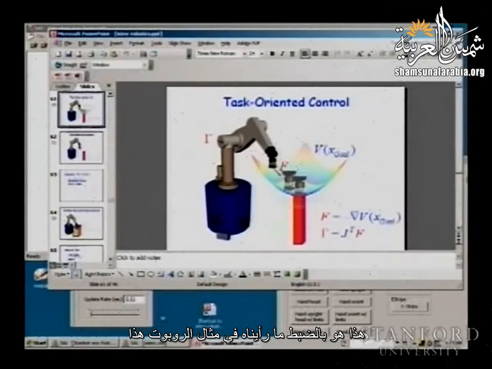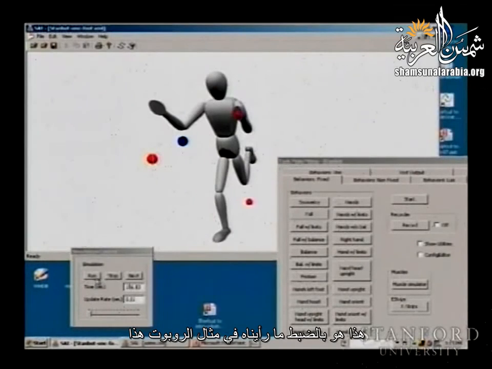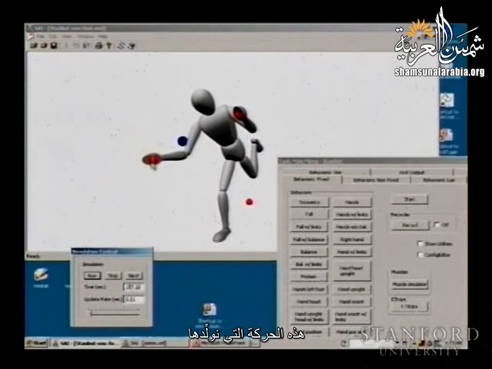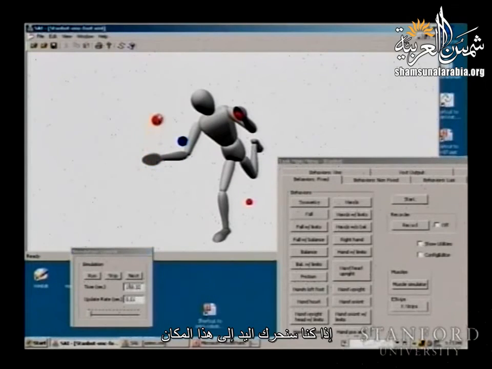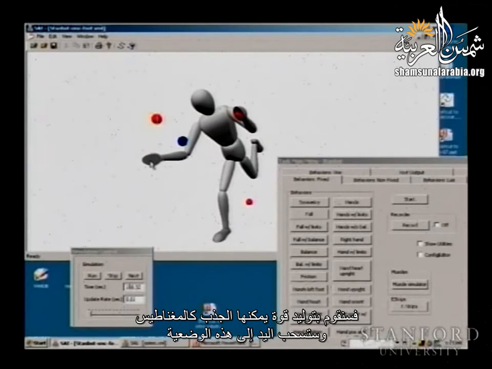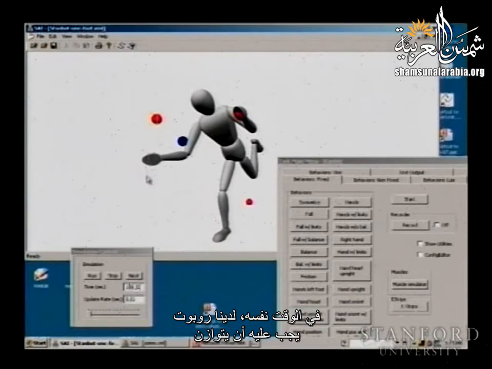In the example of this robot here, this motion that we are creating, if we are going to move the hand to this location, we are going to generate a force that is like a magnet. It will pull the hand to this configuration. But at the same time, in this complex case, you have a robot that is standing and it has to balance.